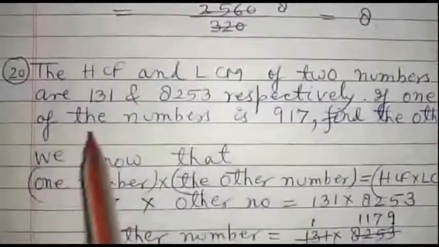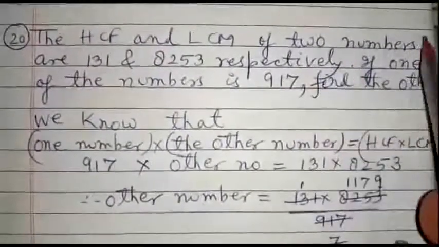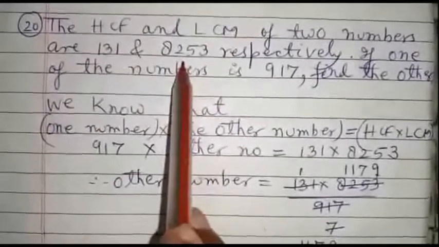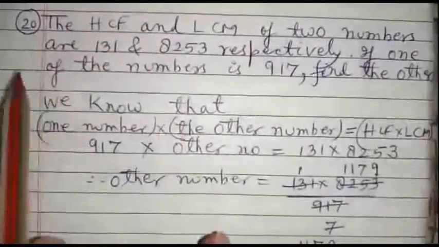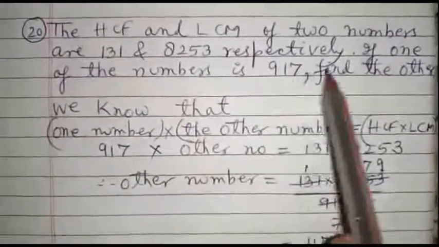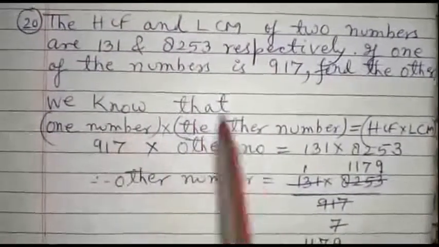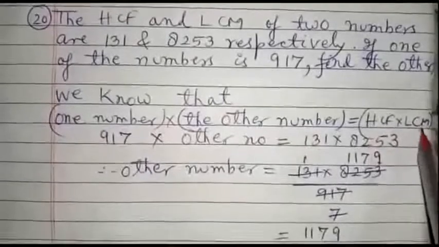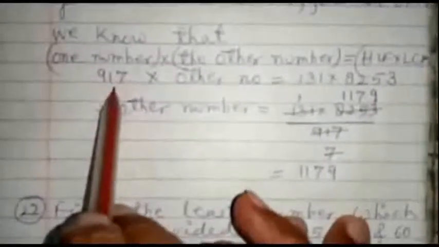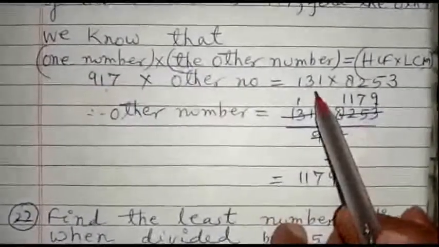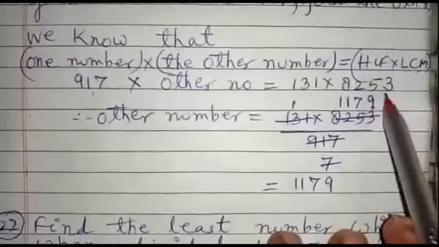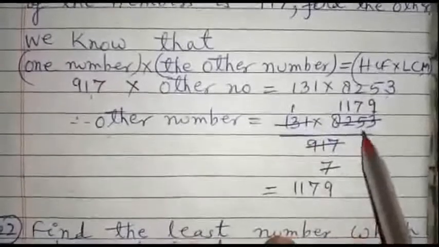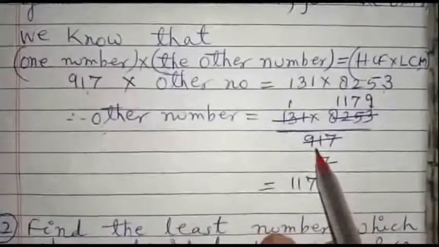Question number 20. The HCF and LCM of the two numbers are 131 and 8253 respectively. If one of the numbers is 917, find the other. We know that one number into the other number is equal to HCF into LCM. Therefore 917 into other number will be 131 into 8253. Therefore other number will be 131 into 8253 upon 917.